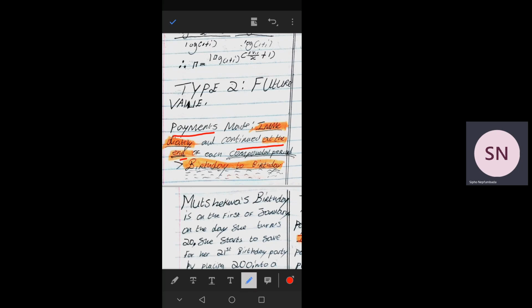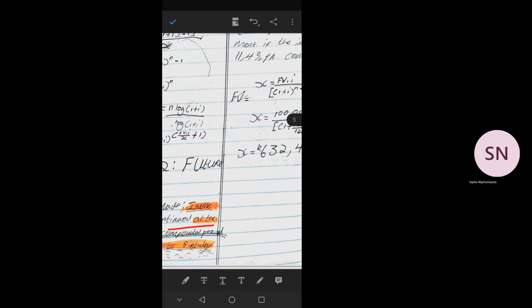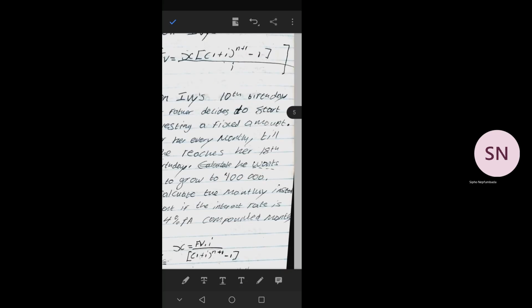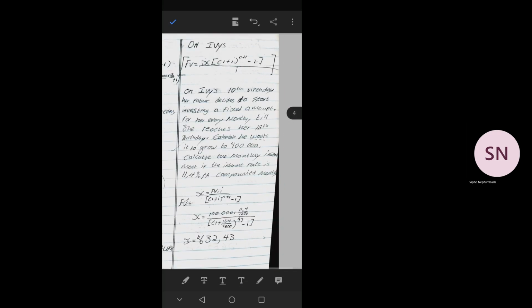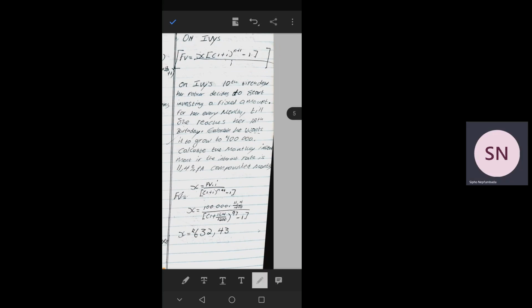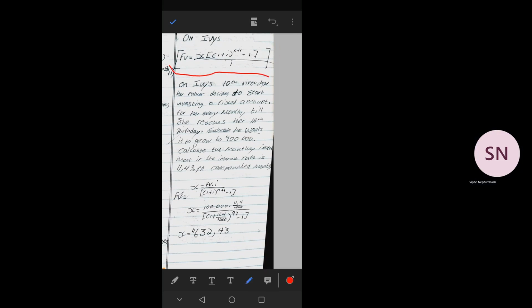So now let's see an example of this. Their formula is this, how the formula changes when you take type 1. Future value will be equal to x into open 1 plus i to the power n plus 1 minus 1 over i.